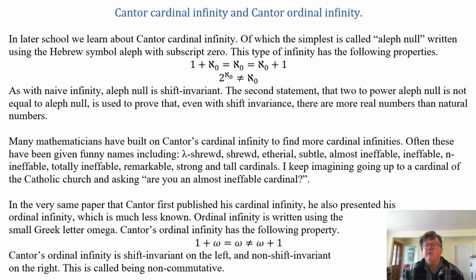The fact that two numbers aren't the same around an addition sign when they're swapped in order is called being non-commutative. In normal mathematics, 1 plus a number equals that number plus 1.